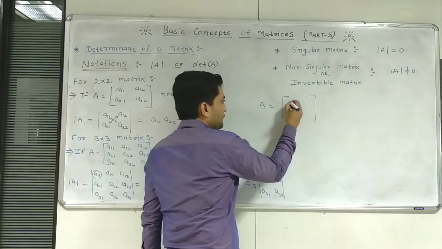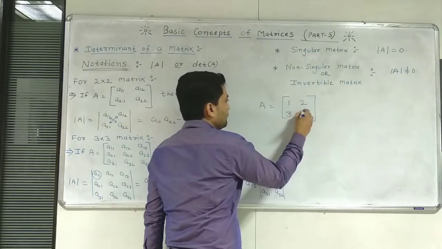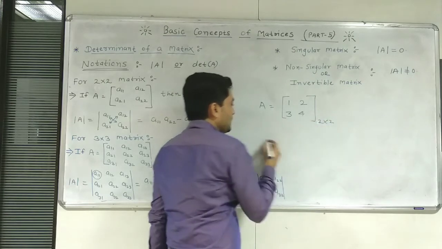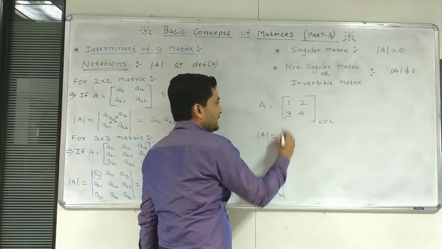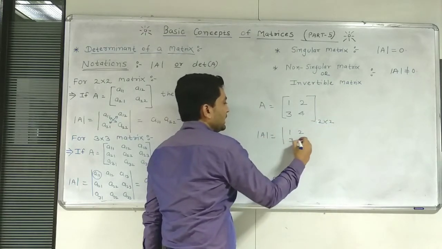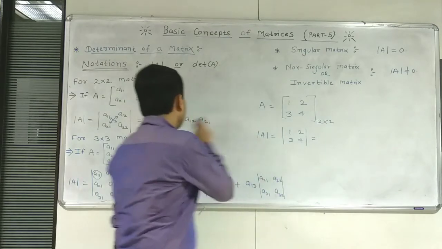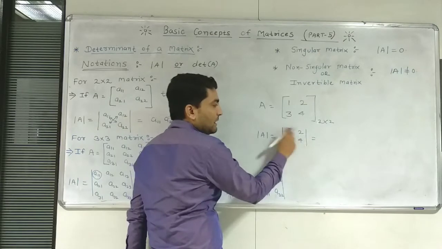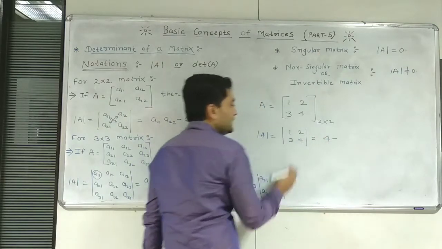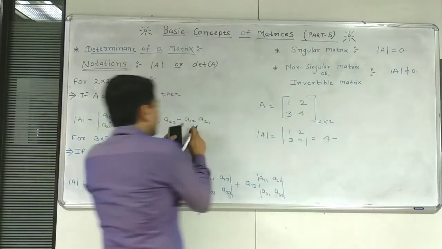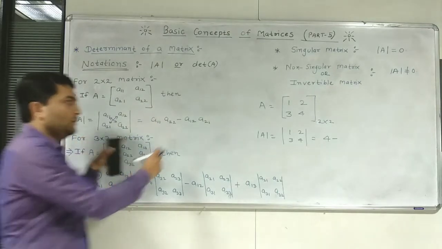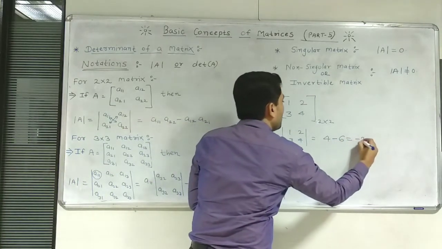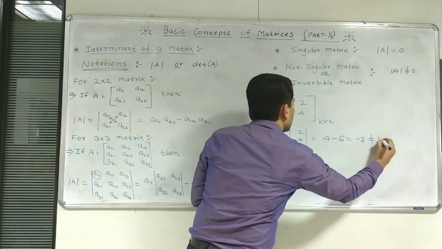How to find out determinant? For example, 2 cross 2 matrix, 1, 2, 3, 4 is given. It is 2 cross 2 matrix. Okay, now determinant of A, it is 1, 2, 3 and 4. So it is by definition. Okay, A11 multiplied by A22, that means 4 multiplied by 1, it is 4 minus A12 multiplied by A21. So it is 2 multiplied by 3, that means 6. So it is equal to minus 2 and which is not equal to 0.